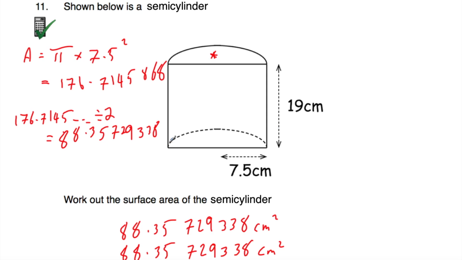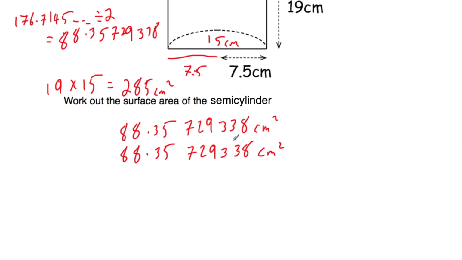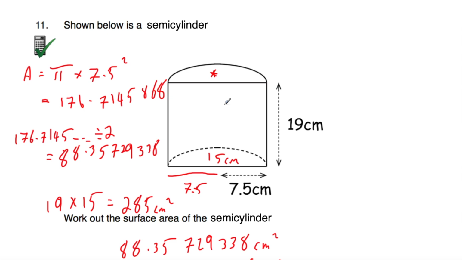Now let's do the rectangle at the front. That's quite straightforward. It's a rectangle. In terms of this rectangle, we've got a height of 19 centimeters and a width would be 7.5 plus another 7.5, which is equal to 15 centimeters. So if we do 19 times 15, that's the area of that rectangle. 19 times 15 is equal to 285 centimeters squared. So that's the area of the rectangle at the front of the shape. Okay, so we've got the area of three of the faces.